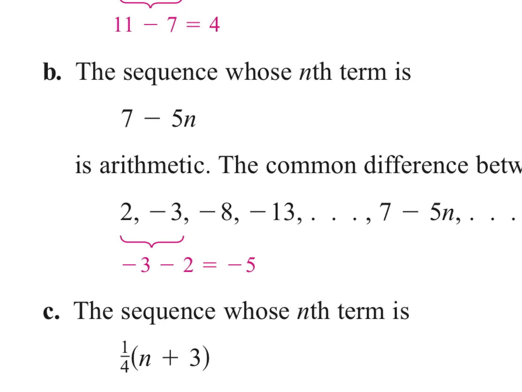Looking at B, what are we adding to get from 2 to -3, from -3 to -8, -8 to -13? We're adding -5 or subtracting 5, but -5 would be our common difference. So the sign is important. So we're subtracting 5 to get from one number to the next. That would be our slope in our equation.